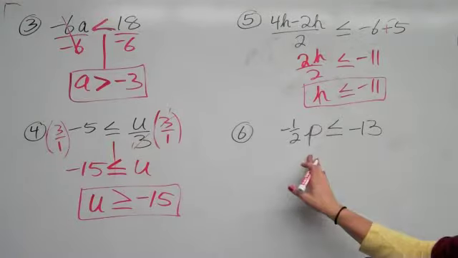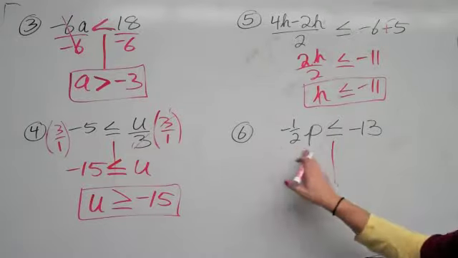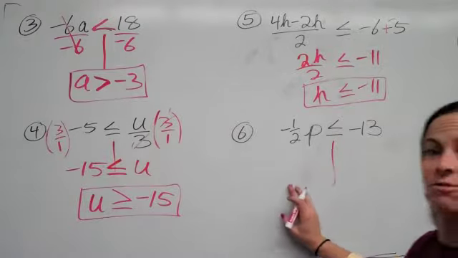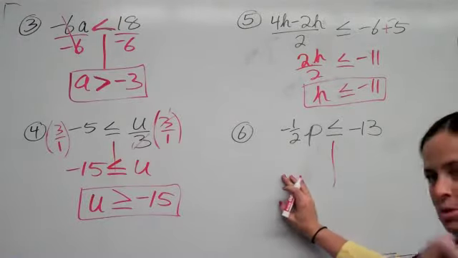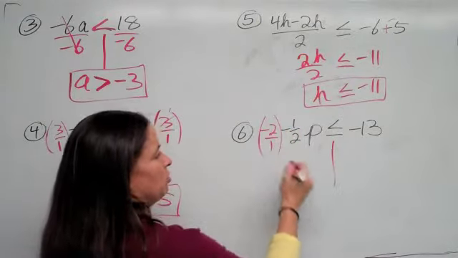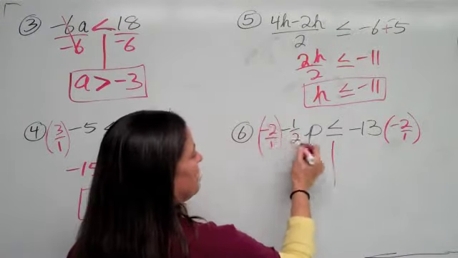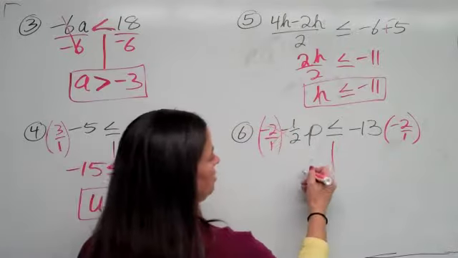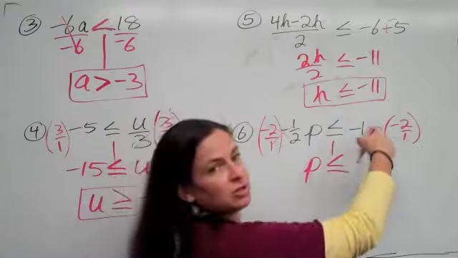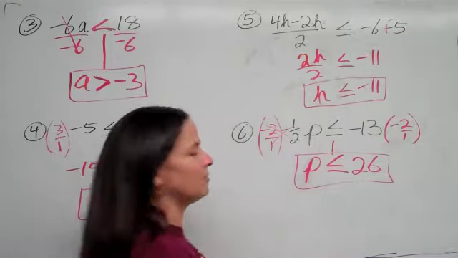Number 6. Here's p. It is on the left side. Attached to it is negative 1/2. So it's attached by multiplication, so I could divide by negative 1/2. Or, because it's difficult to divide by fractions, you multiply by the reciprocal. So the reciprocal of negative 1/2 is negative 2 over 1. Multiply this side by negative 2 over 1. The 2 simplify, the 1 simplify. This makes a positive, so I have positive p is less than or equal to negative 13 times negative 2 is positive 26.